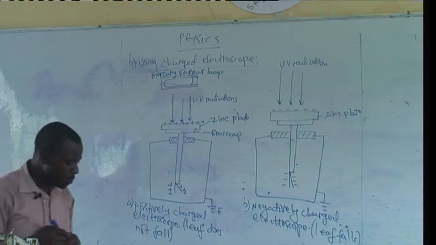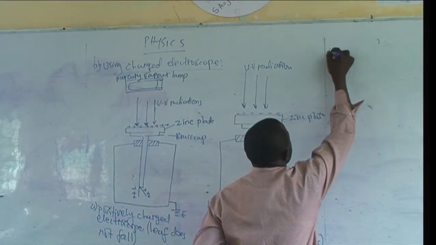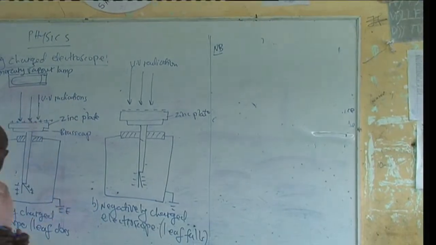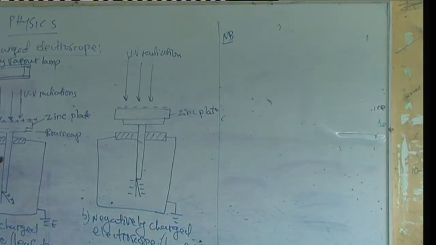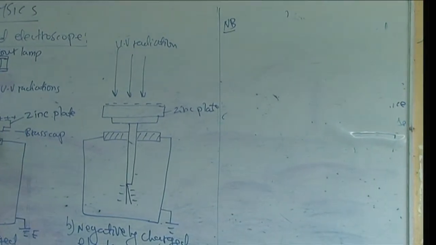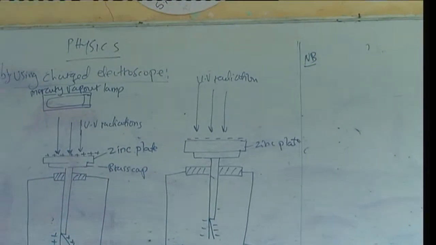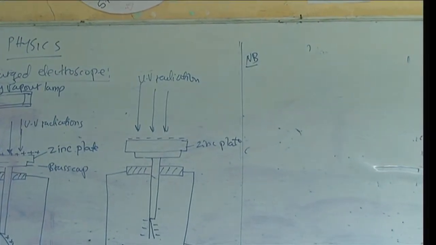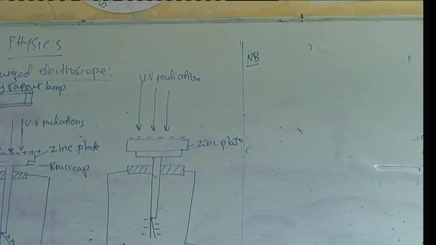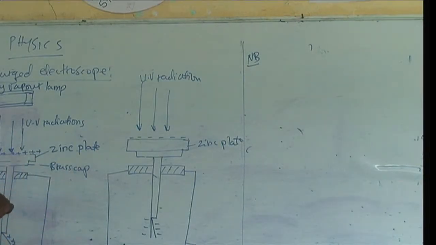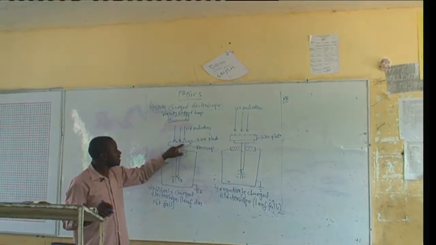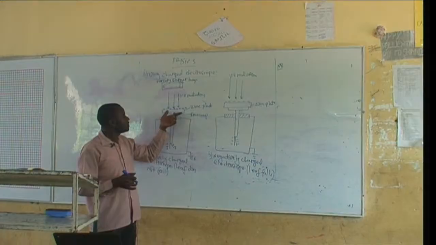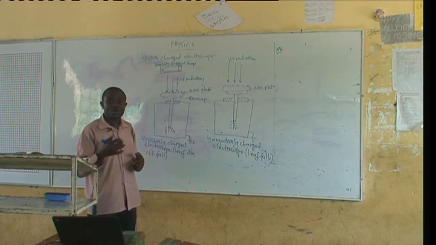I want us to note this point, that even before you carry out this experiment, it is important you clean this zinc plate thoroughly. Why do we need to clean it before carrying out this experiment? We need to clean it thoroughly so as to ensure that there is maximum emission of photoelectrons. Otherwise, if we use it the way it is before cleaning it, photoelectric effects may not take place.